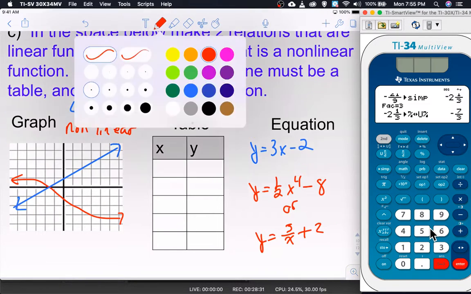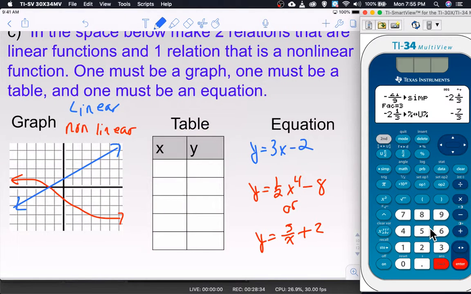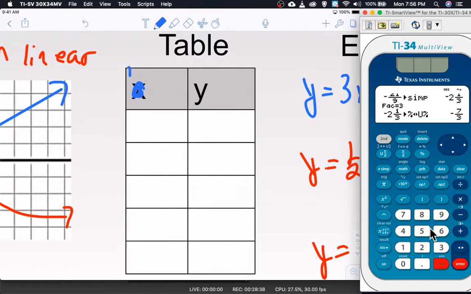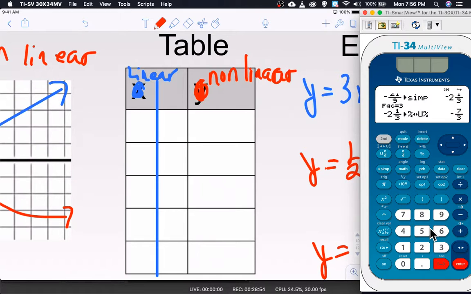Now, the table's the one that takes probably the most work to get right. In fact, I'm going to do linear, and I'm going to go like this. And then the other one, I'm going to make this non-linear because I'm trying to do everything for you. You didn't have to do this. And then a line down the middle. Good enough. Now, for a nonlinear function, I would do something like this.